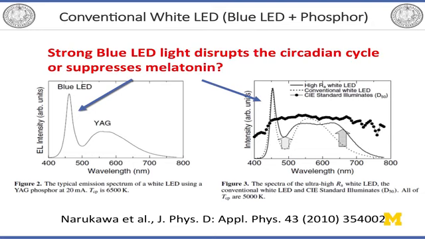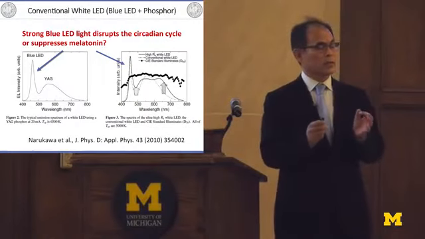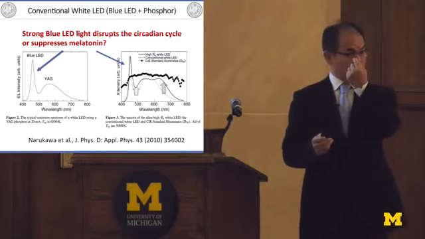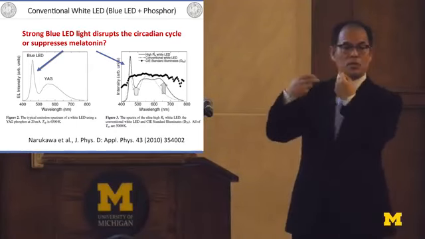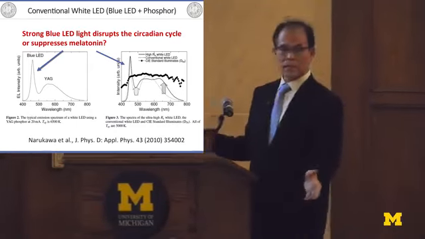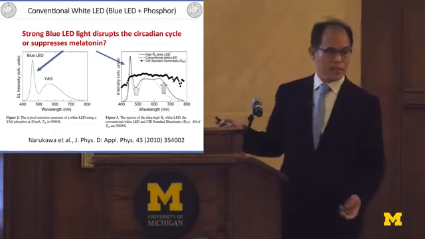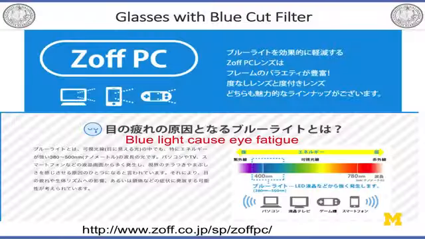Strong blue LED light disrupts the circadian cycle or suppresses melatonin. Melatonin is a very important hormone for humans. But when strong blue comes through the eye, the hormone melatonin is reduced. This disrupts the circadian cycle. People cannot sleep under strong blue light. This problem was found a couple of years ago in Japan first, and in Japan now a special glass is popular. This glass has a blue cut filter, because blue light causes all kinds of eye fatigue, and because melatonin is reduced, people cannot sleep.